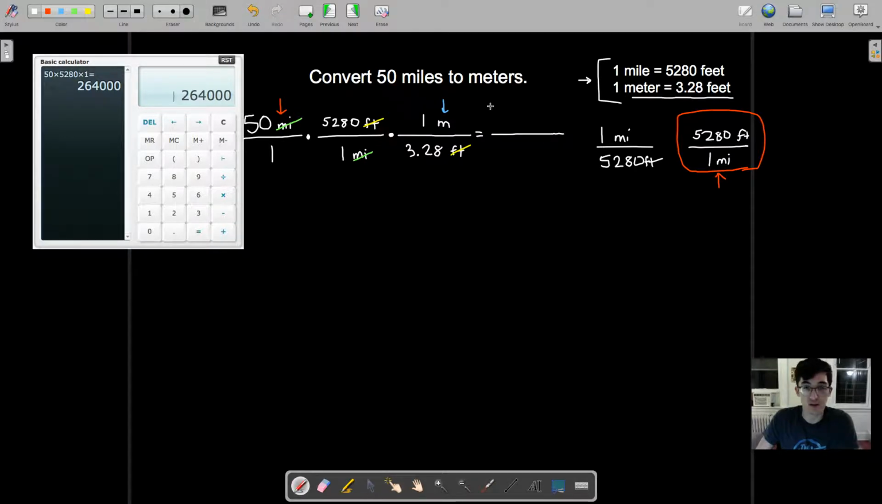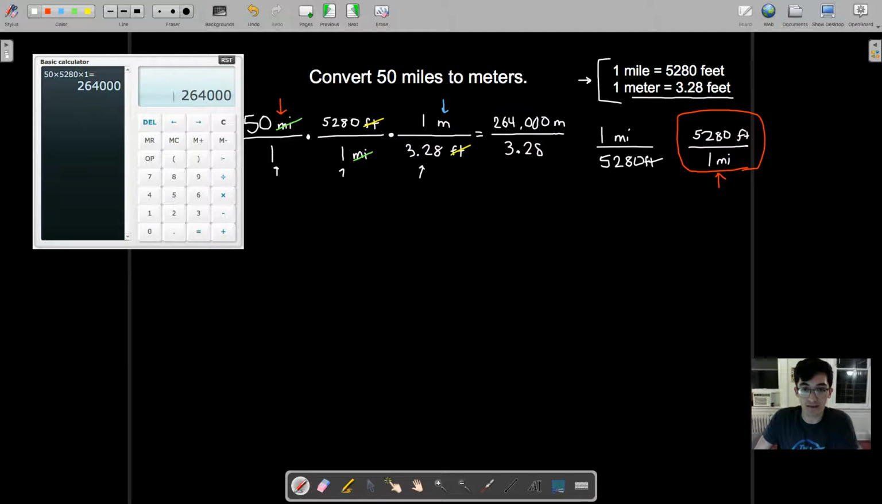So 50 times 5,280 times 1 is going to give us 264,000. So I'm going to write 264,000. But guess what? I also have to worry about my units. The only unit that is left in the top, the only unit that did not cancel, was the meter. So I'm going to put the meter there. And now let's go to the bottom. We have 1 times 3.28. With a little math, you know that is just equal to 3.28. And so we get 3.28 in the bottom.